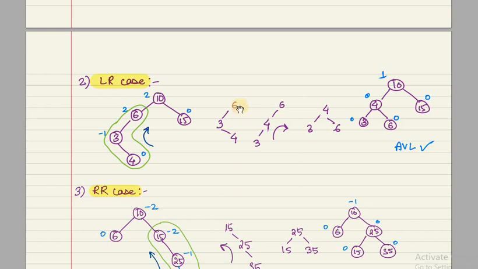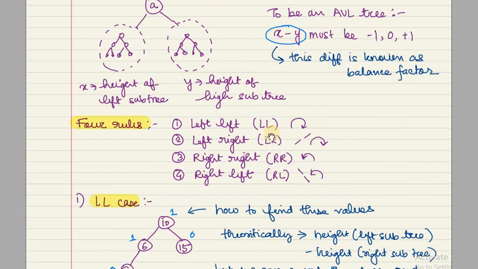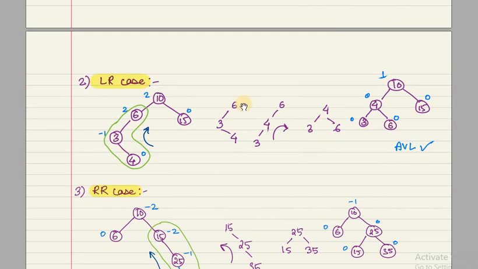Now this is an example of left then right. Okay, that's why we wrote left right case. This is a left right problem. So what we do initially is we try to make it linear. Okay, in the beginning we will try to make it left because if it's a left right case, then we first do a left and then we do a right rotation. Okay, so first we are going to do a left.